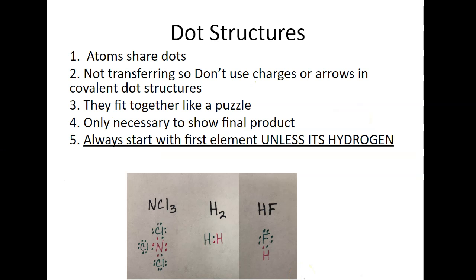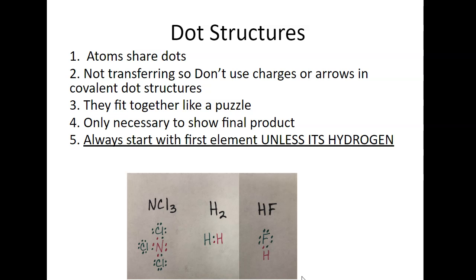Let's look at dot structures a bit. The atoms are going to share the dots, and the dots represent the electrons in the outer shell. You should have that drilled into your brain by now. They're not transferring, so you don't use the charges and you don't do the crisscross arrows. You just keep adding elements until there are enough electrons there to have an octet, 8 in each outer shell. Okay, they fit together like a puzzle, and it's only necessary to show the final products. Always start with the first element unless it's hydrogen, because hydrogen only has one electron, so it's easier to put it on the outside.